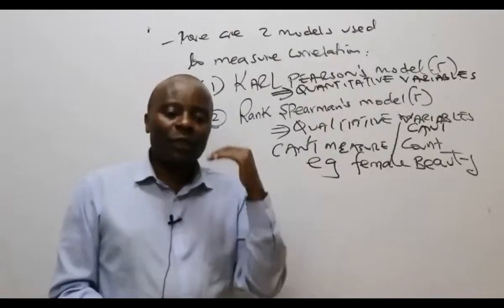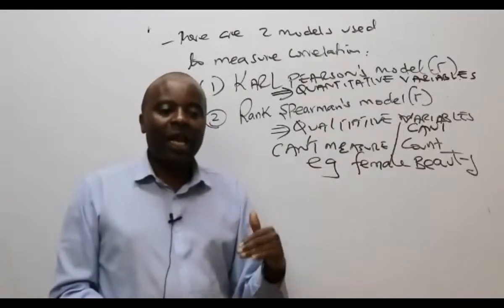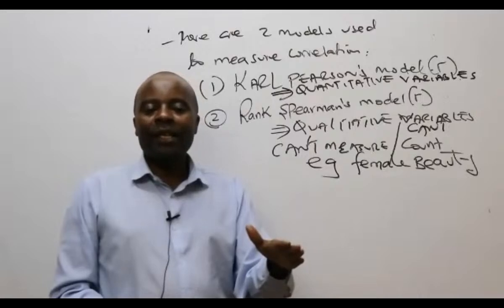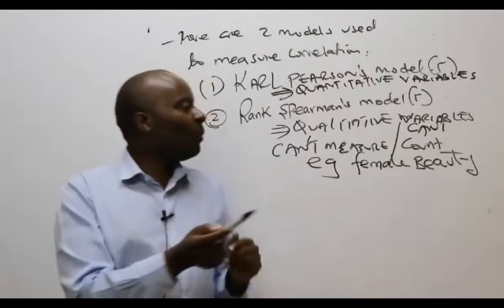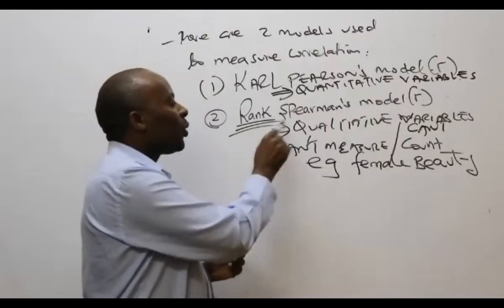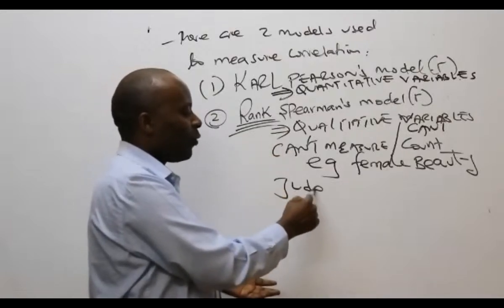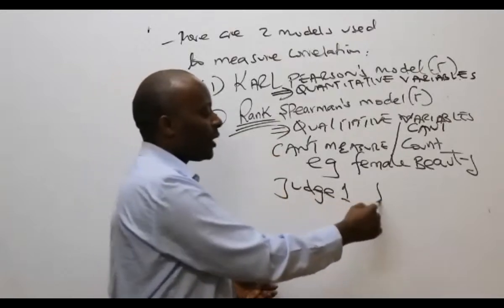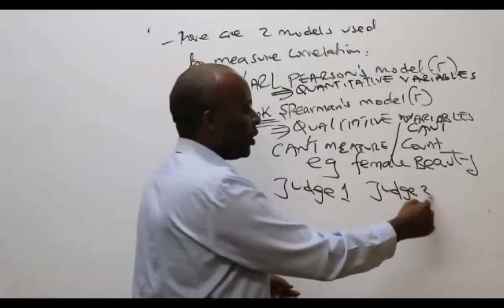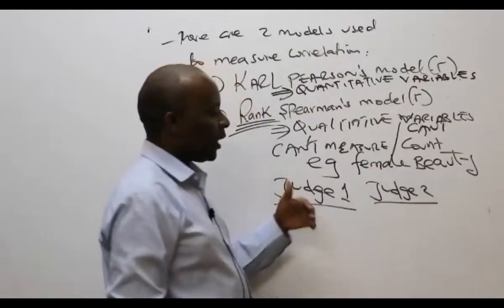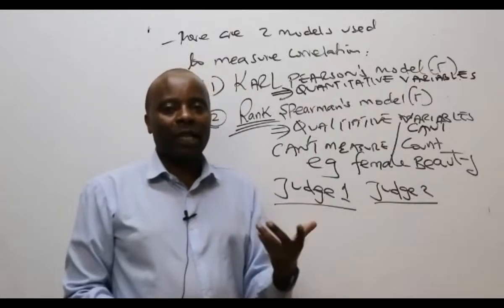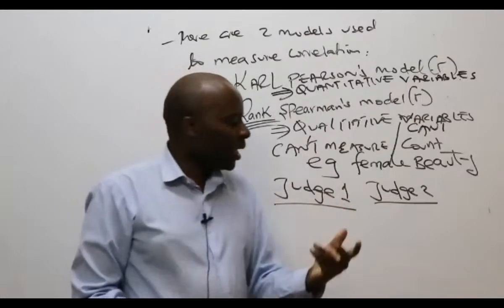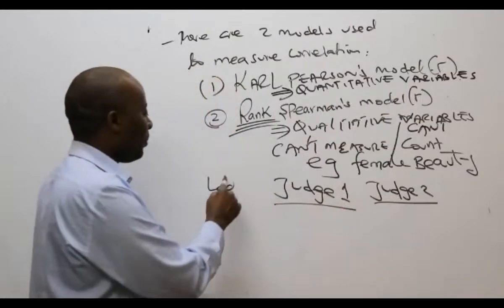And that is why, ladies and gentlemen, at the end of the day, in measuring qualitative variables, the only thing you can do is to have judges. Have, for example, judge 1, and then here we have judge 2. These judges will be gentlemen who are idlers out here. You get some idlers, and then you give them names of ladies.